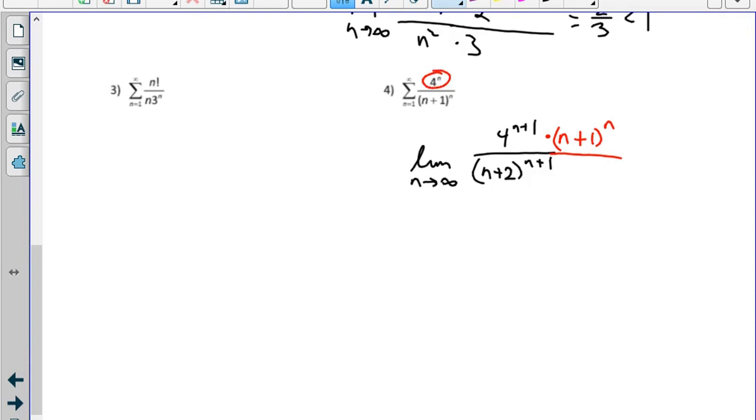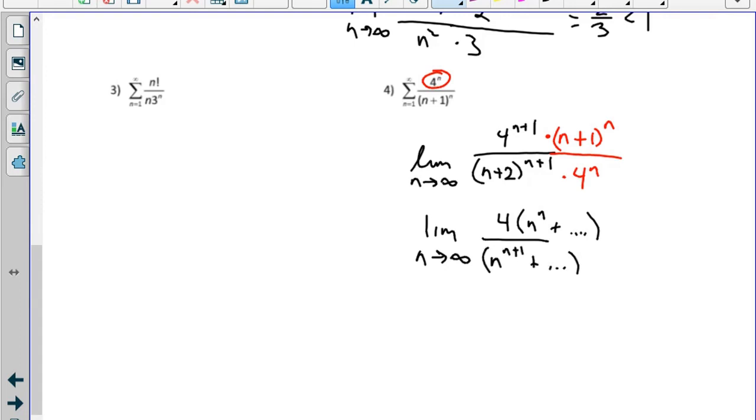So then this is just going to be 4 to the n. So now I do a little canceling. So the limit as n goes to infinity, it looks like I'm going to have 4 in the numerator, and then n plus 1 to the n over n plus 2 to the n plus 1. That is not necessarily a pretty sight, but I have n to the n plus a bunch of other things. And then in the denominator, I have n to the n plus 1 plus a bunch of other things.